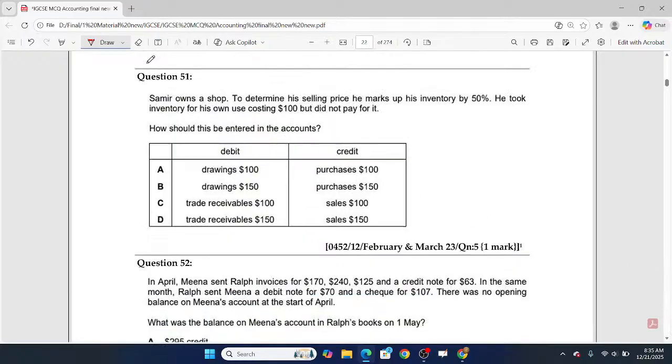51. Samir owns a shop. To determine his selling price, he marks up his inventory by 50%. He took inventory for his own use costing $100 but did not pay for it. Usually a markup means another 50 is added, 150. But for drawings, we have to consider only 100. So drawings debit 100 and purchases credit 100. We never bother about 150. Clear?